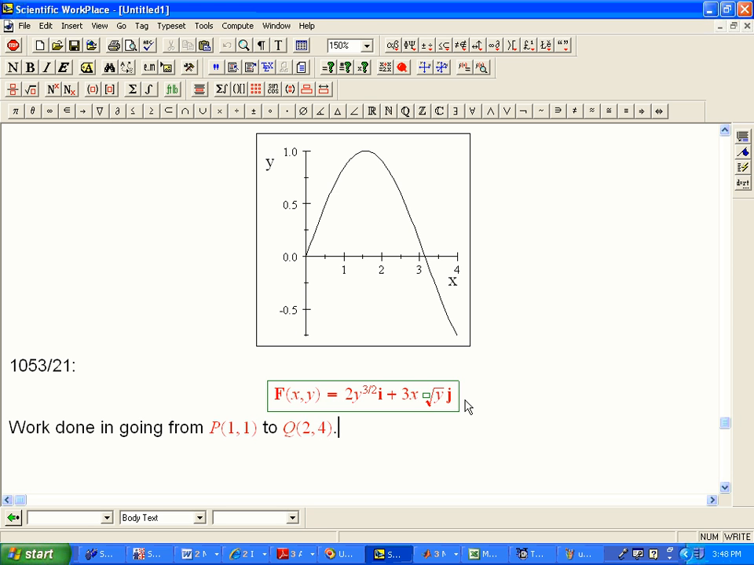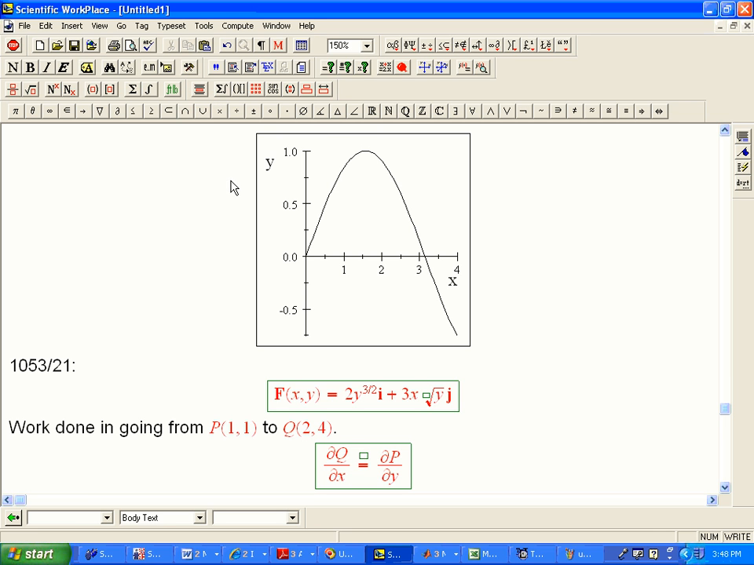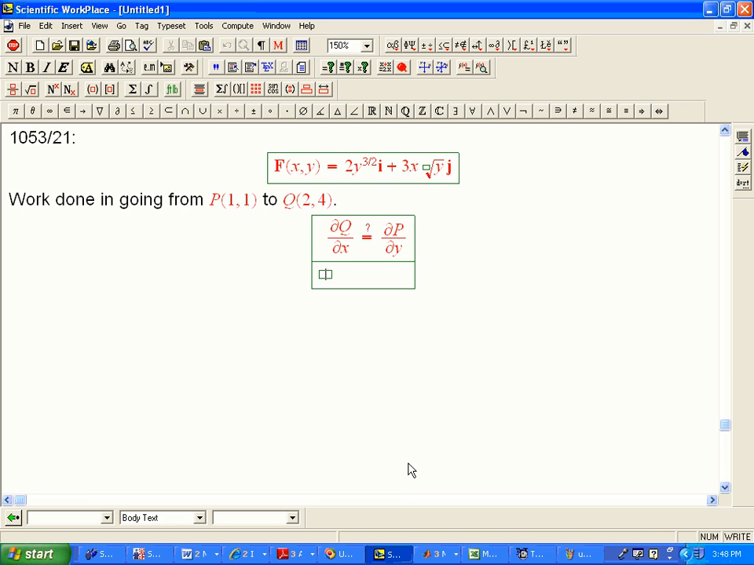Oh, well, that's interesting. The only way this makes sense is if this is a conservative force field, so that it's path independent. Let's check that. If we're suspicious, we take dQ/dx and see if it's equal to dP/dy. Let's put a little question mark there. Okay, let's calculate both sides.